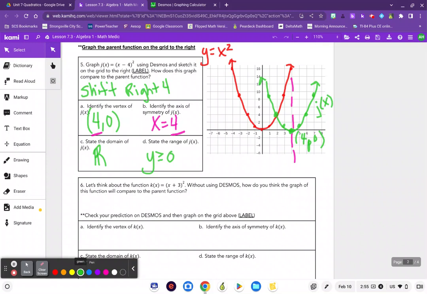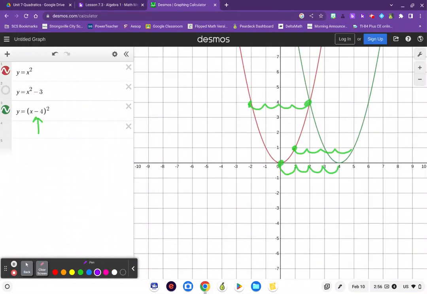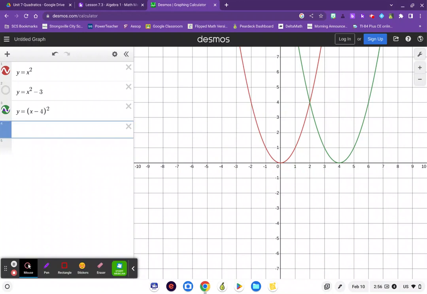So problem 6 says, let's think about the function k of x equals (x plus 3) squared. Without using Desmos, how do you think the graph of the function will compare to the parent function? All right, so let's see. If minus 4 in parentheses moved me right 4, I'm going to guess that plus 3 in parentheses is going to move me left 3. Okay, so we're going to use Desmos to check this. Let's go over to our Desmos screen, and we'll leave that on. And we are going to do y equals (x plus 3) squared.